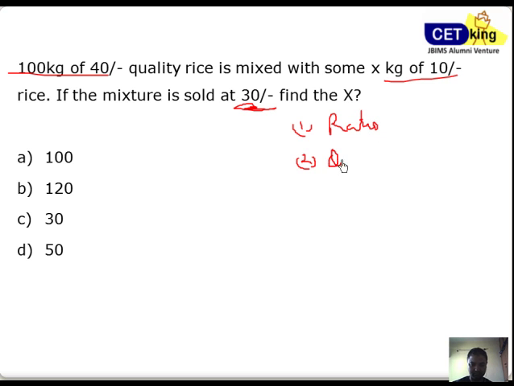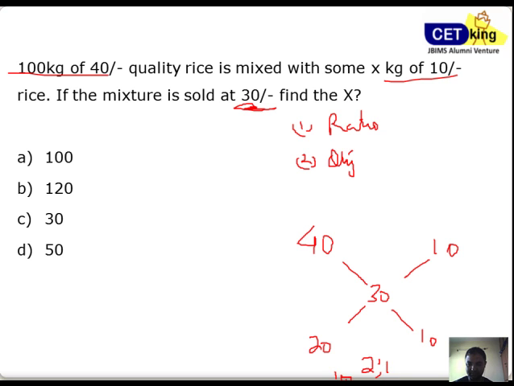The ratio is 2:1. Exactly. This minus this is 20, and this minus this is 10. So the ratio is 2:1. And quantity is how much? If this is 100 kg and the ratio is 2:1, this will be half of that, 50 kg. So the answer for this is 50 kg. That was the first type of question, which is the simple question we did earlier.